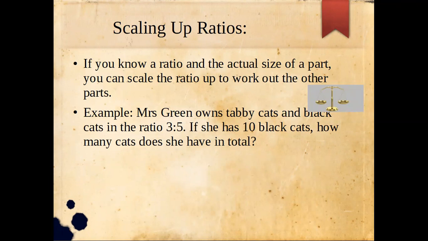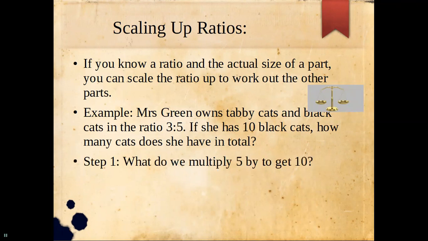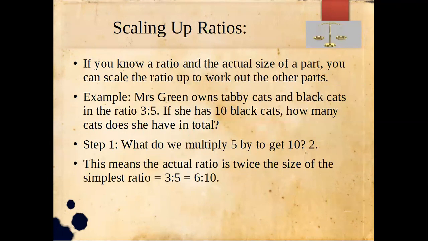So tabby cats to black cats. So the 5 is black cats. So what do we multiply 5 by to get 10? Well, we multiply that by 2. So that means the actual ratio is twice the size of the normal ratio, if you see where I'm coming from. So the actual ratio is 6 to 10, not 3 to 5, because we're multiplying both of them by 2.